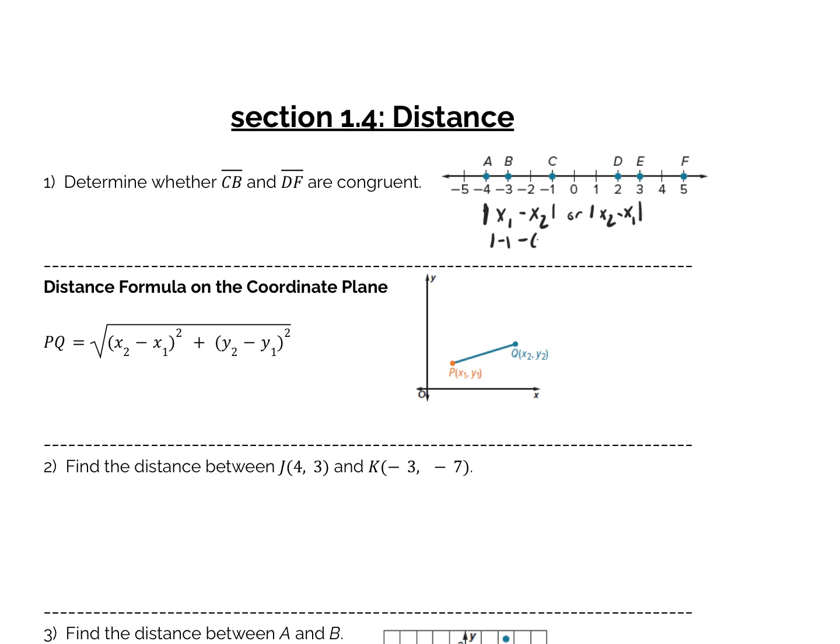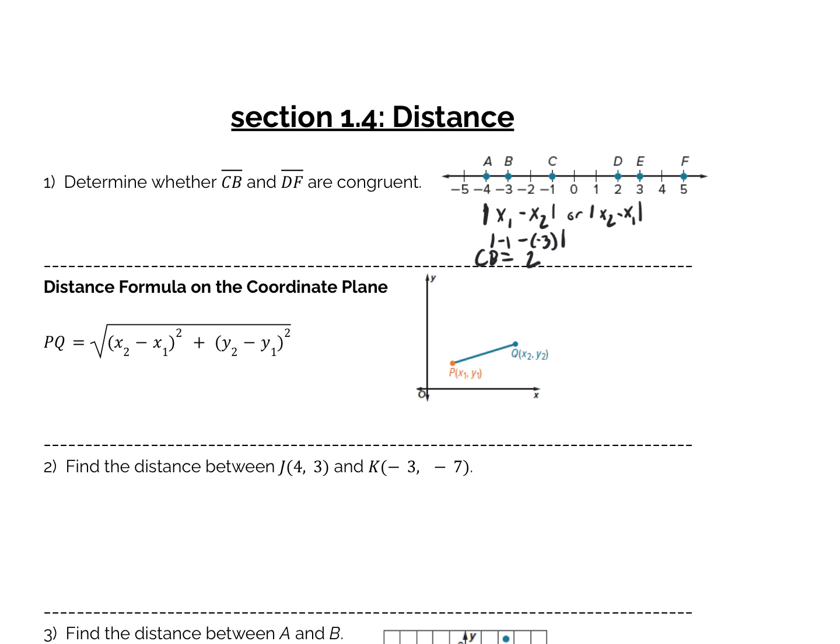Alright, so CB, so from C to B, so from -1 to -3, so -1 minus -3. Minusing a negative is the same as adding a positive, so -1 plus 3 is 2, so CB is 2.